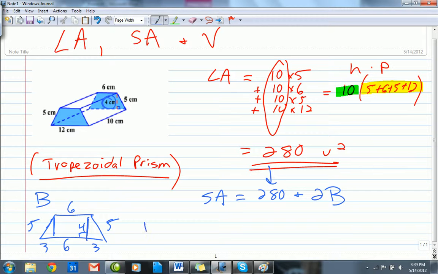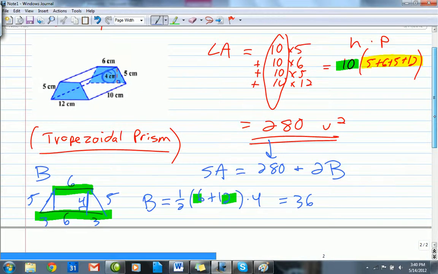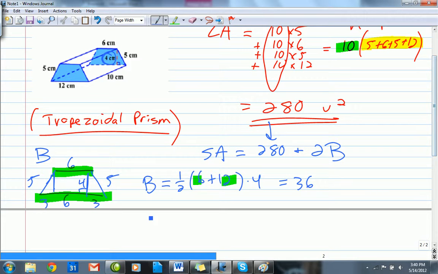So B, the area of the base, capital B, is half, by the trapezoid rule, the sum of the parallel bases, half of 6 plus 12, times the height, and the height is 4. So what we end up with is the average of 6 and 12, which is 9, times 4, which is 36. Okay, so it's helpful to keep that out to the side. So the capital B, the area of the base, is 36.